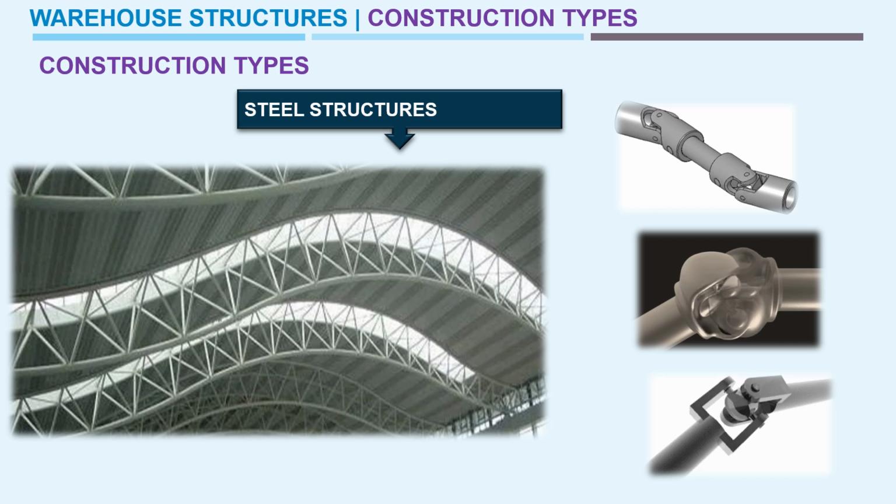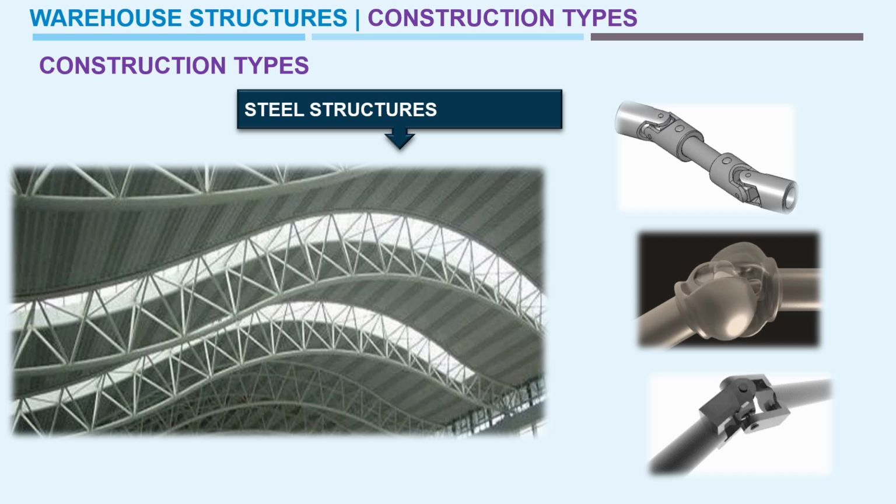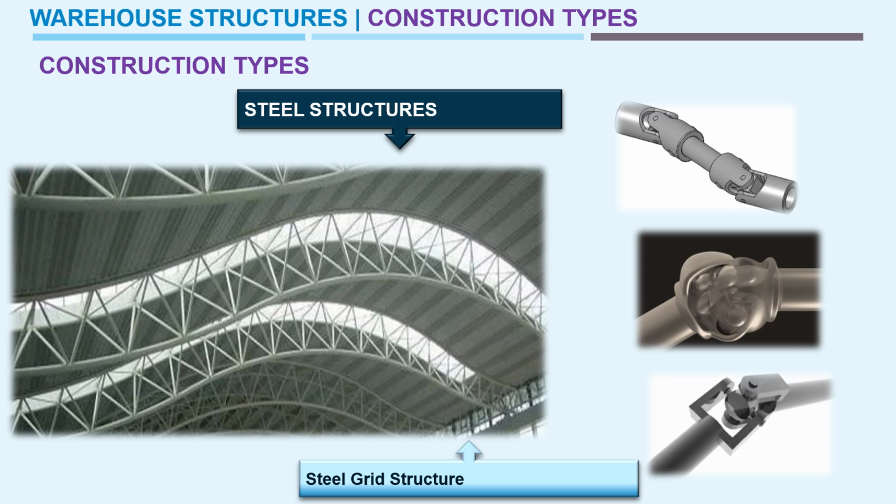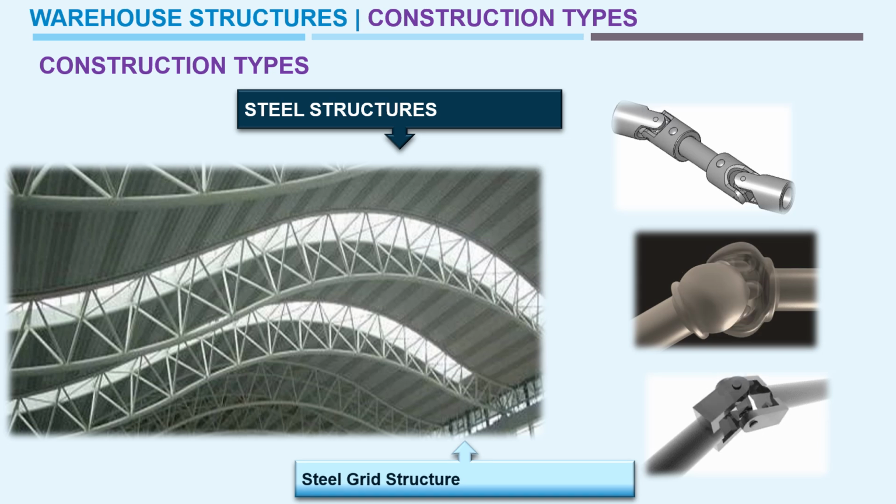This is mainly applicable for roofing of large spans where there is no intermediate support. This ranges up to some 100 meters of span. This type of structure, framed for warehouses under construction, is called steel grid structures.